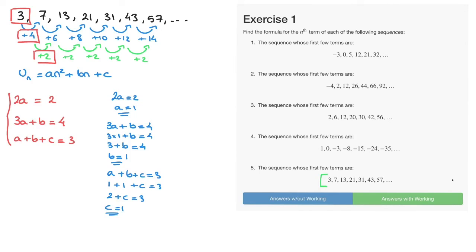We now have all three coefficients, and we can go ahead and state that this sequence's formula for the nth term is un equals to 1 times n squared, which we just write as n squared, plus 1 times n, which would just be n, plus c, which is 1. And that's the formula for the nth term.